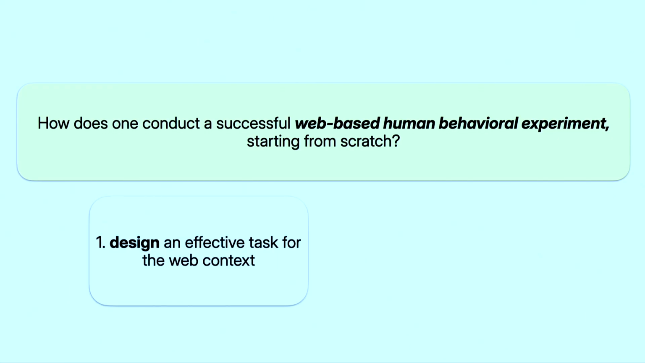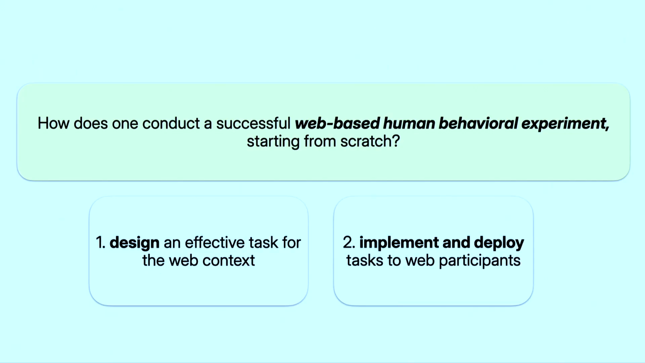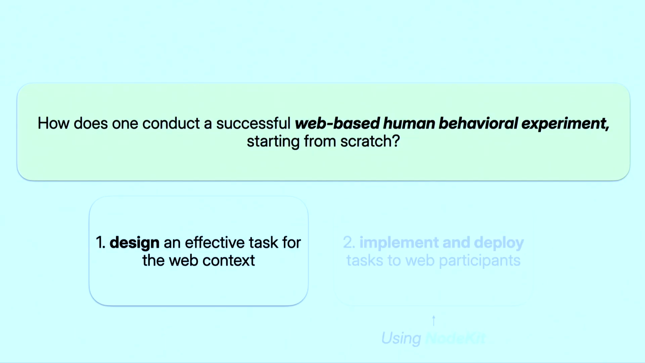So the first thing I'll talk about is at the design level. So there's no code. This is just about how we should think about designing tasks, particularly for the web context. Secondly, I'll talk a bit more about how you go from a task design to actually running these tasks. And here I'll weave in this toolkit that we've developed at Quest called NodeKit. Okay, so I'll just jump right into the first part.